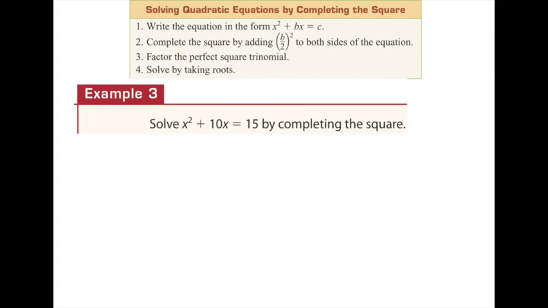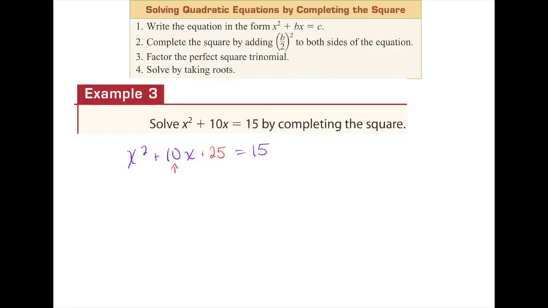So to solve by completing the square, we have to create a perfect square trinomial. All right? Right now I have an x squared plus a 10x over here, and I have a 15 over here. All I'm going to do is look at this term right here, 10. What happens if I cut 10 in half? What do I get? 5. And then I square it, I'm going to get 25.